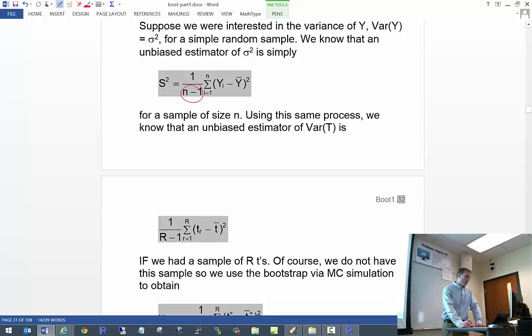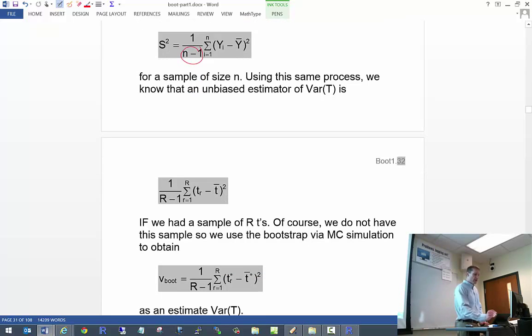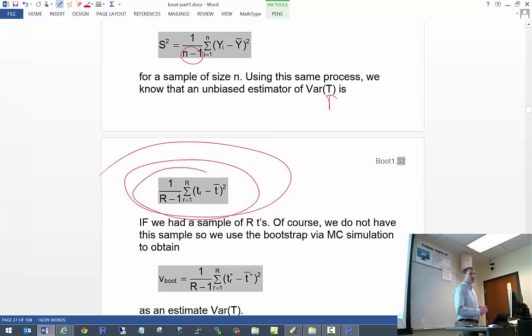So that's for y. Y is a random variable. Well, let's now think of it in terms of t, our statistic of interest. Of course, a statistic is a random variable too. So it makes sense that if I wanted to estimate the variance of t, all I would need to do is somehow observe a whole bunch of t's and calculate the same kind of variance expression, right?